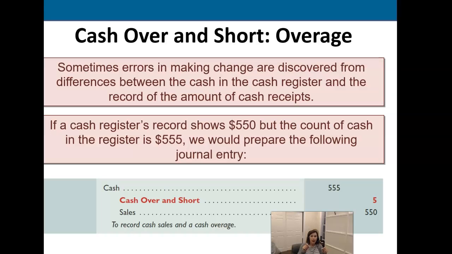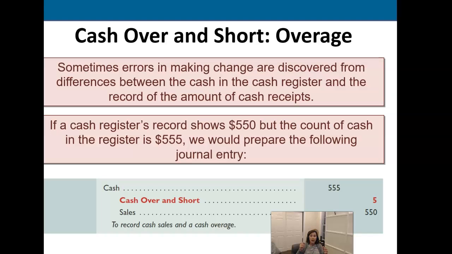So in this case, we've got a cash register record that shows it should have been $550, but what we find is $555. Kind of a less common situation. More often you're going to find the shortage than the overage, but in this case we've got the overage.